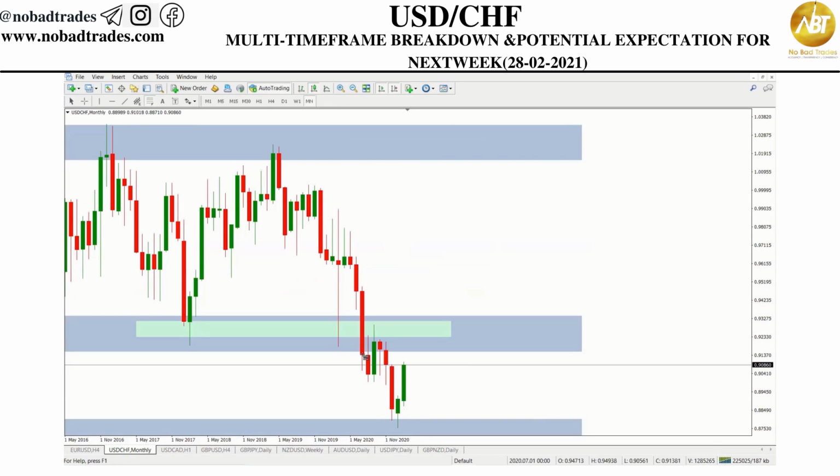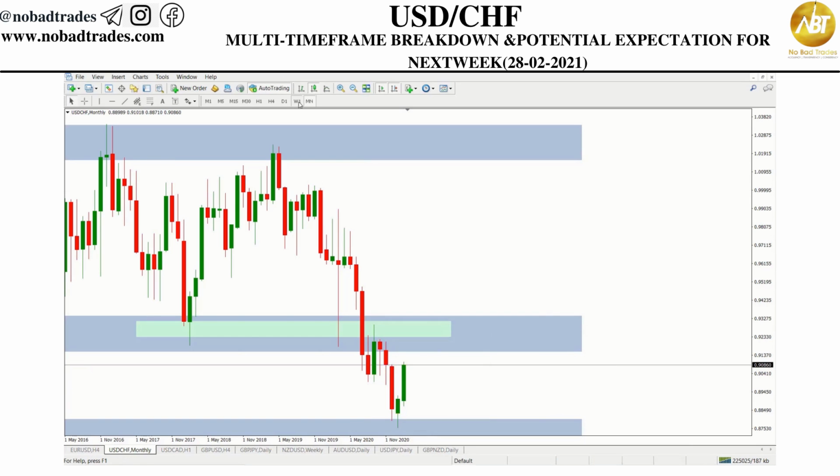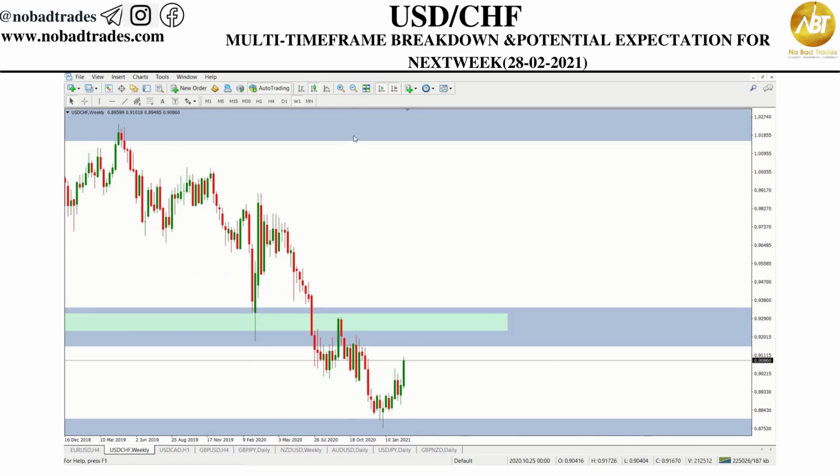So let's bring out a Fibonacci. You can see the Fibonacci. You can see the 61.8 rejection. All right, so now let's move to the weekly time frame.